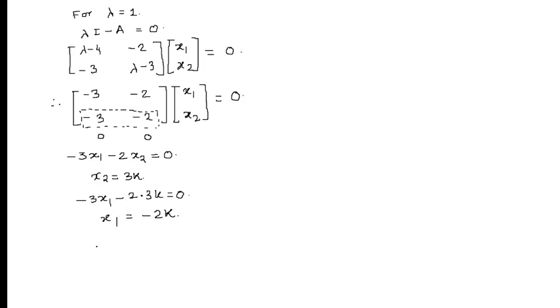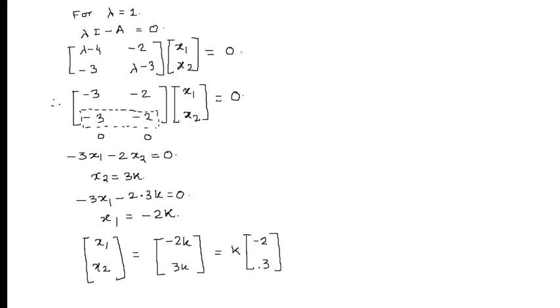So what is your eigenvector over here? x1 and x2. So your eigenvector will be minus 2k, 3k. That means if you take k common, it becomes minus 2 and 3. So this is the eigenvector for lambda equal to 1.